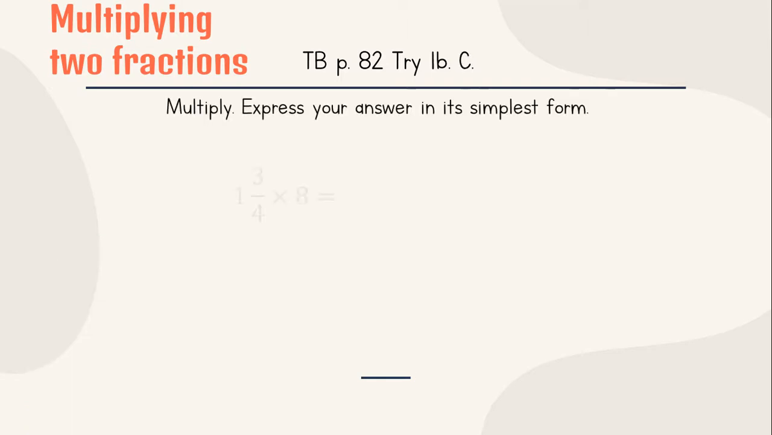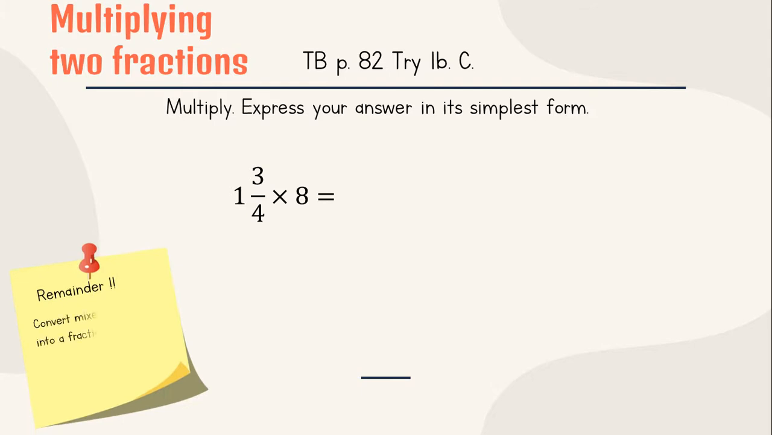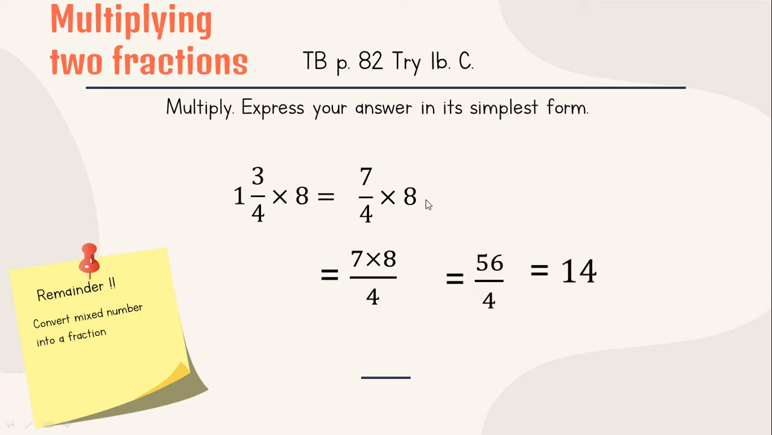How about C? 1 and 3 per 4 times 8. Don't forget, make it into a fraction. What will it be? 4 times 1, 4, plus 3, 7. So what we have is 7 per 4 times 8. That's it. But if you ask me, can we simplify it first? Yes, you can. 8 and 4: this will be 1 and this will be 2. But the answer will be the same, 14.